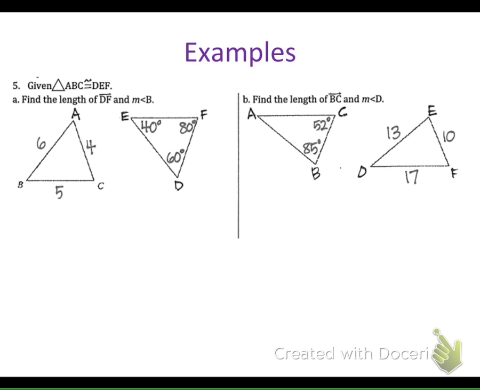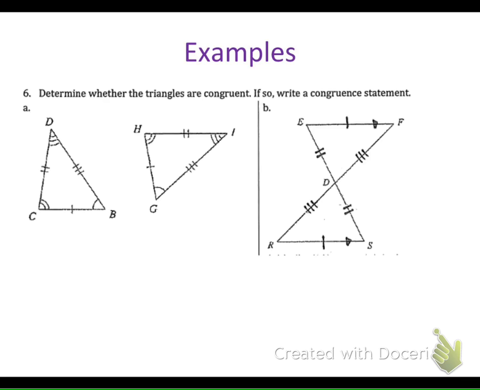So our last one, given the fact that triangle ABC is congruent to triangle DEF, this is the one we just did. Let's try this one now. Determine whether the triangles are congruent. If so, write a congruent statement. So we're going to go through and list all the corresponding angles and all the corresponding sides. First, corresponding angles.